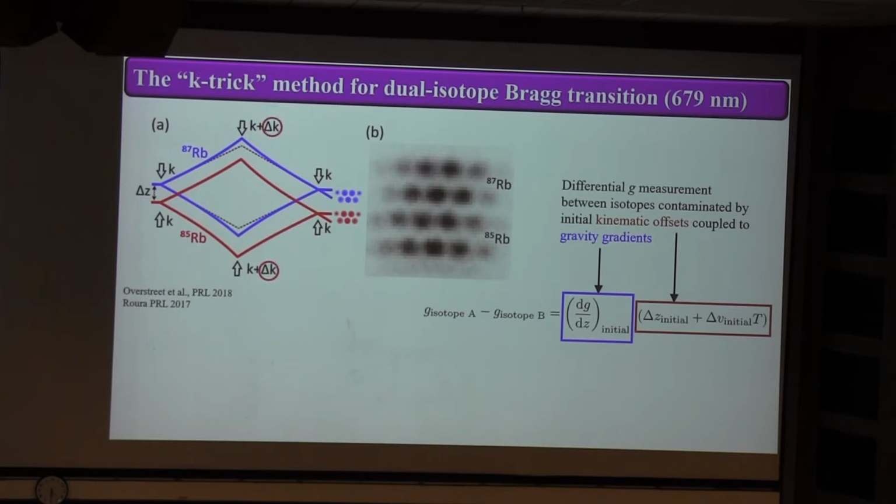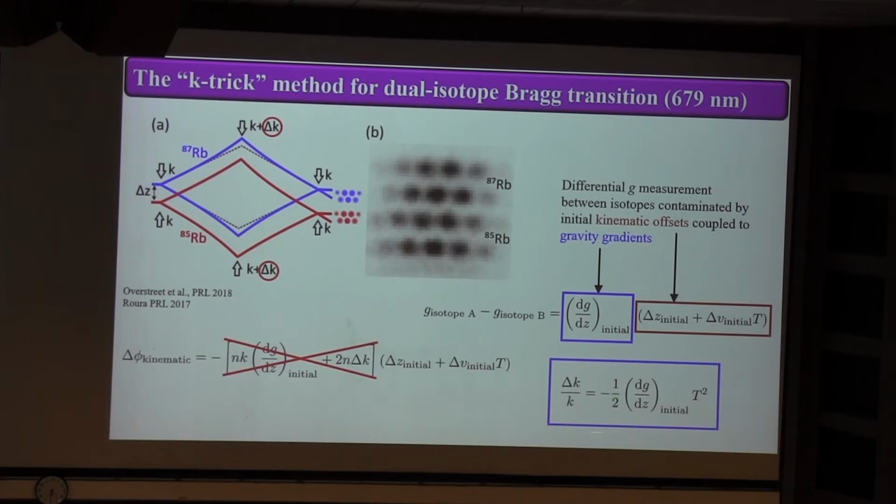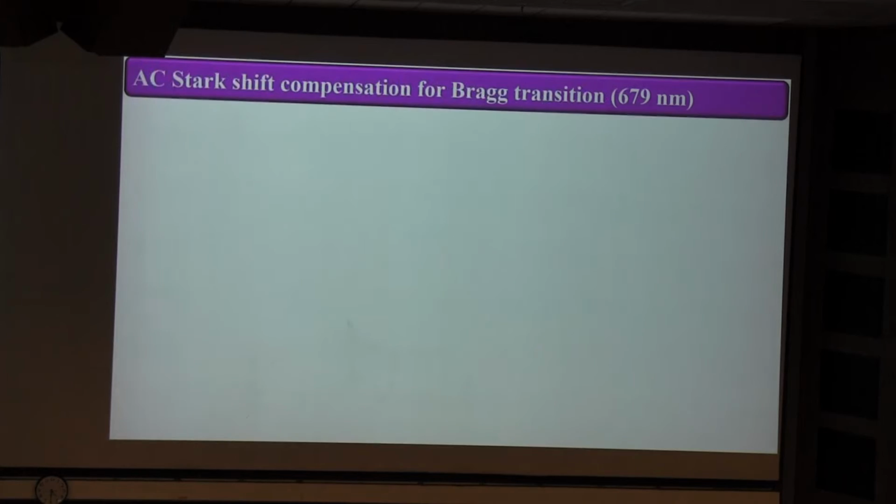If we only shift the mirror pulse by delta k, then we get the expression for the phase shift as given by this. Now, if we set delta k equal to this, this term completely vanishes, and we're able to measure dark matter without problems.